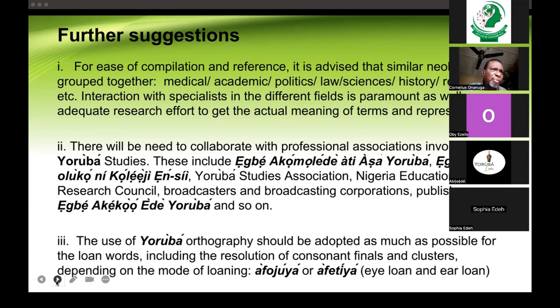Then there will be need to collaborate with professional associations involved in Yorùbá studies. These include Egbe Akomodede Ati Asa Yorùbá, Egbe Awon Olukoni College NC. We have that association, Yorùbá Studies Association, the ones who put together the metalanguage we currently use. Nigeria Educational Research Council, broadcasters and broadcasting corporations, publishers, Egbe Akeko Ede Yorùbá. So they are crucial partners in progress, as far as we would want to believe.